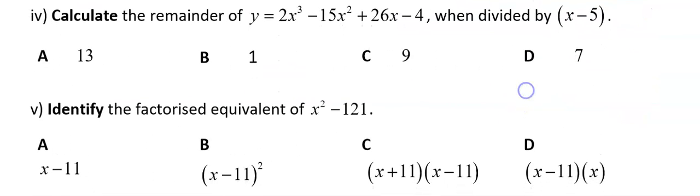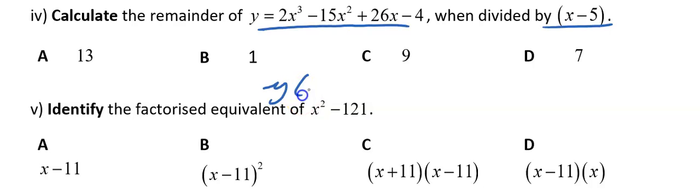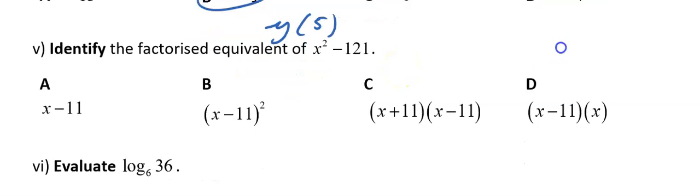Calculate the remainder when the following cubic is divided by x take 5. That means we can evaluate it by subbing in 5. If x take 5 is a factor, then 5 is a root or an x-intercept. So we sub in 5, we get a calculator out, we work out what that answer equals. And that comes out as 1. So our remainder is 1.